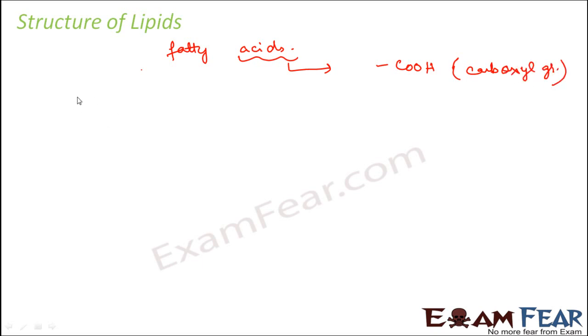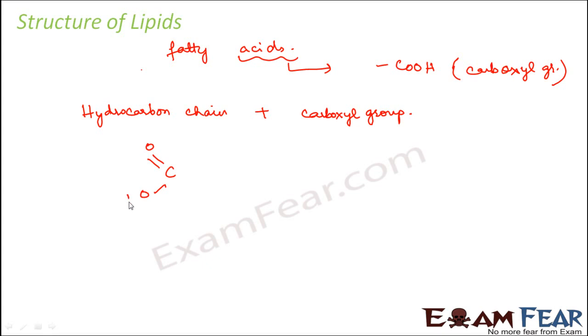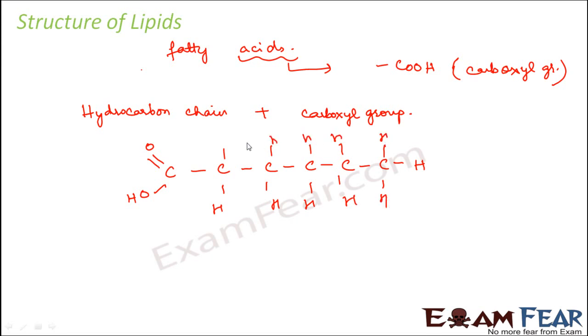So what will it consist of? Any fatty acid will have a hydrocarbon chain, that is carbon and hydrogen. So a hydrocarbon chain and a carboxyl group. The carboxyl group will make it acid and a hydrocarbon chain will be there. The structure will be somewhat like this. Let us suppose this is the carboxyl group and this is the hydrocarbon chain. So this is how the structure of a fatty acid will be. This is how a fatty acid will look like.